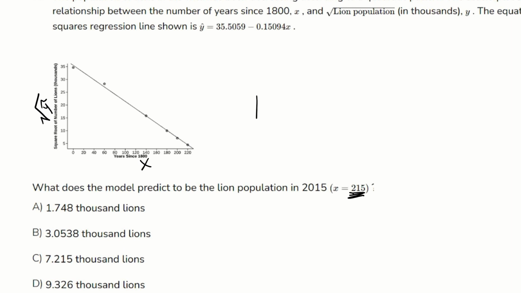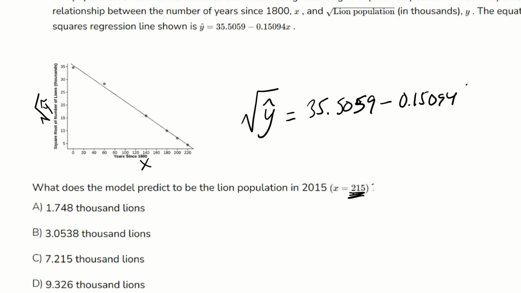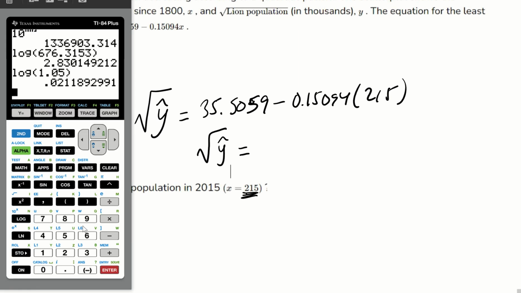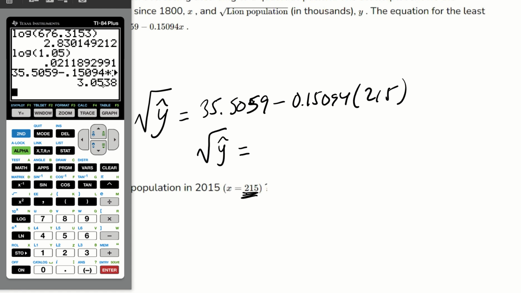All right, so we have the square root of y hat is equal to 35.5059 minus 0.15094 times 215. So we get the square root of y hat equals 35.5059 minus 0.15094 times 215. So we get 3.0538.